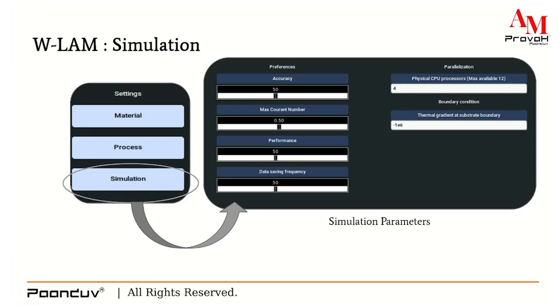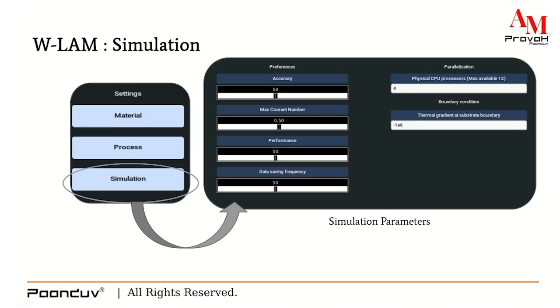And then we have, as simulation parameters, performance. Performance determines the computational speed and efficiency. Increasing the performance slider will increase your computational speed, but it will also increase the mesh size. Like it will reduce the computational time, but the mesh size will be larger. And then we have data saving frequency. This is the parameter which gives you the frequency at which the result files will be saved during the simulation.